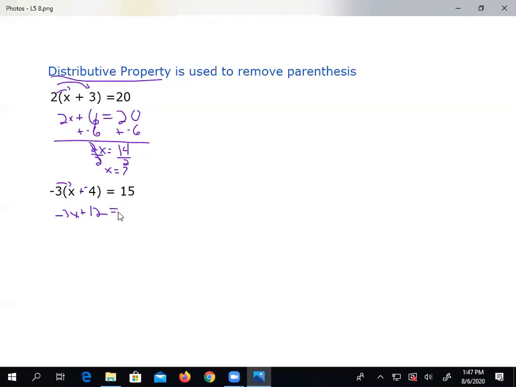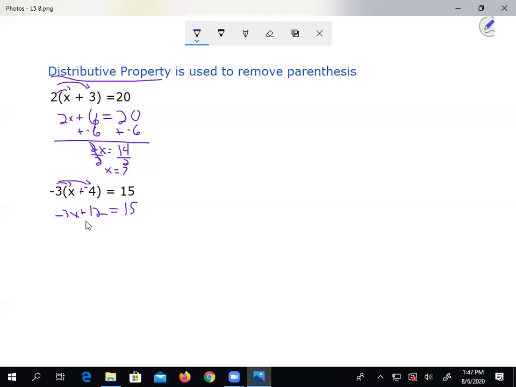Then that's going to equal then 15. So by multiplying the negative 3 through the parentheses to both the x and the negative 4, you get negative 3x plus 12 equals 15. So notice how, again, I addressed the subtraction before I use the distributive property. I need to see the subtraction as an addition statement. So now I'm ready to do my 2 steps.